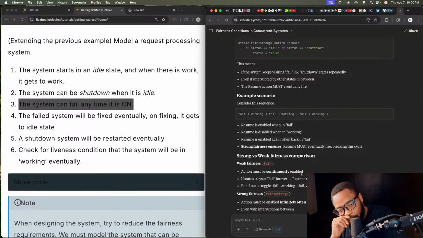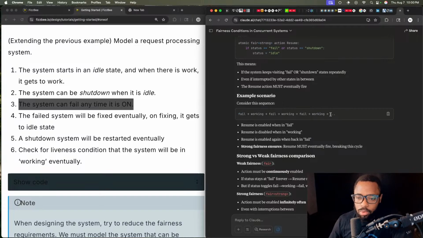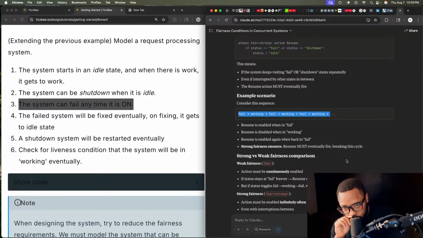Yeah, but again, I don't know if this is a particularly good sequence here, because going from failing to working, I don't think that's a valid transition of the system.